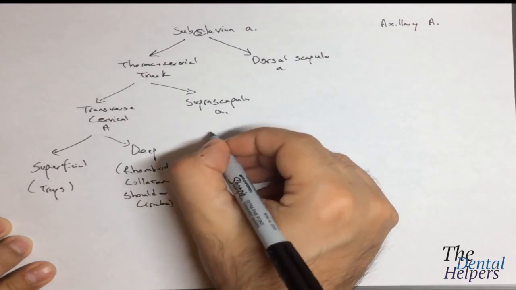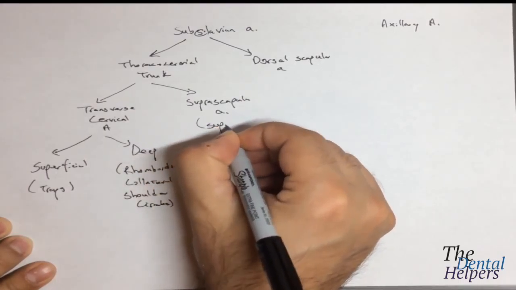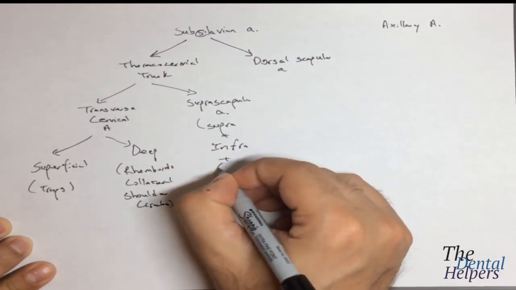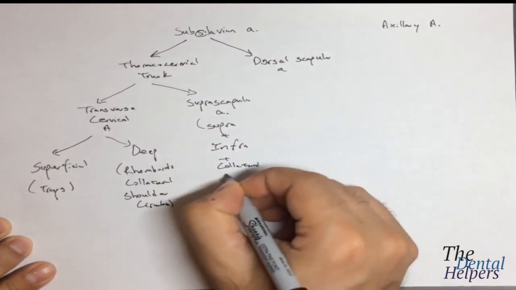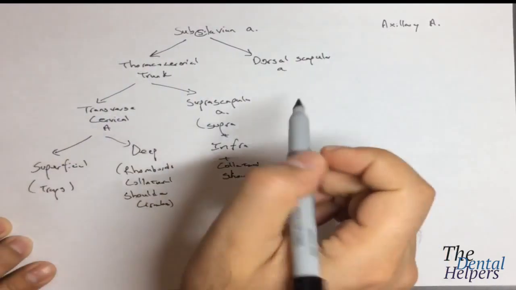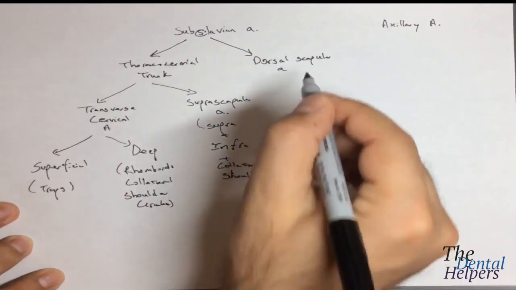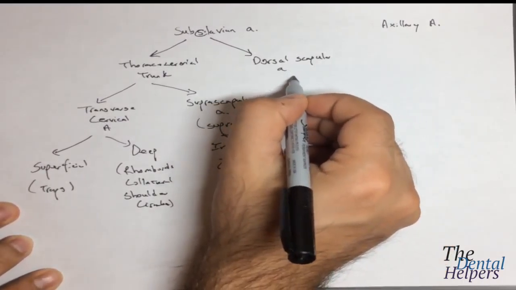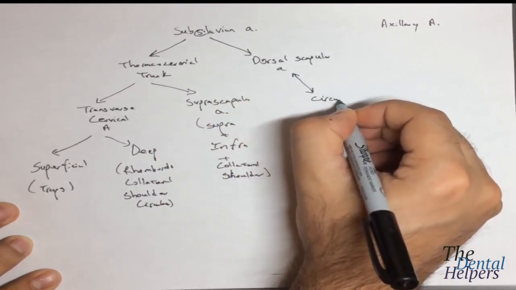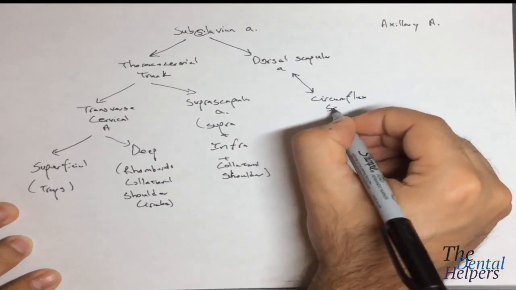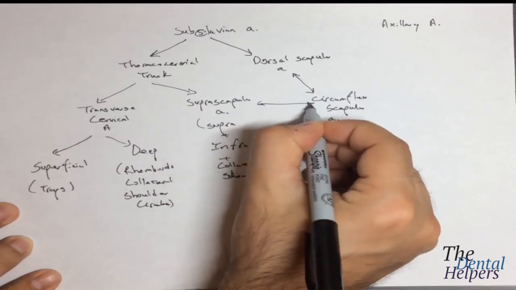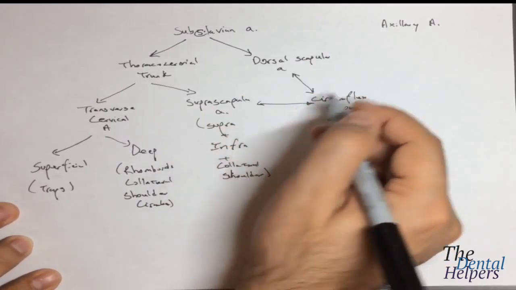Your subscapular is going to be, as I said, it's going to feed the supra and the infra, plus the collateral shoulder. And then the dorsal actually can go into two areas. The first is going to be the circumflex scapular artery, and these are all going to anastomose with each other.